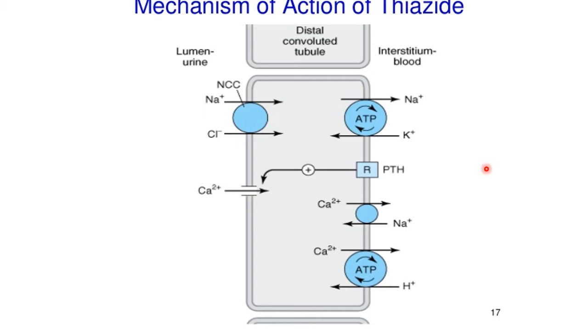So I have told you that thiazide diuretics block this important symporter. So there will be no transport of sodium from the lumen of the urine into the cell and from the cell into the blood. So this sodium and chloride along with water will be lost in the urine, or will be excreted in the urine. As a result, these thiazide diuretics act as diuretics because they cause loss of sodium and chloride along with water into the urine.